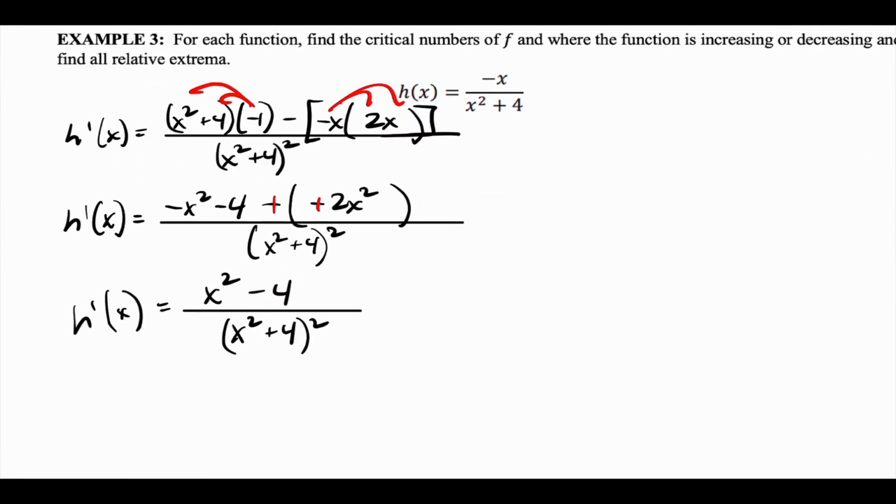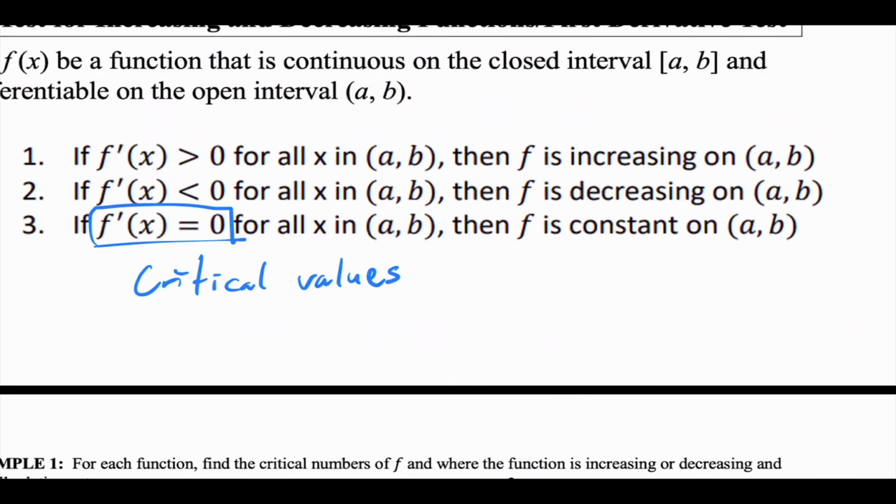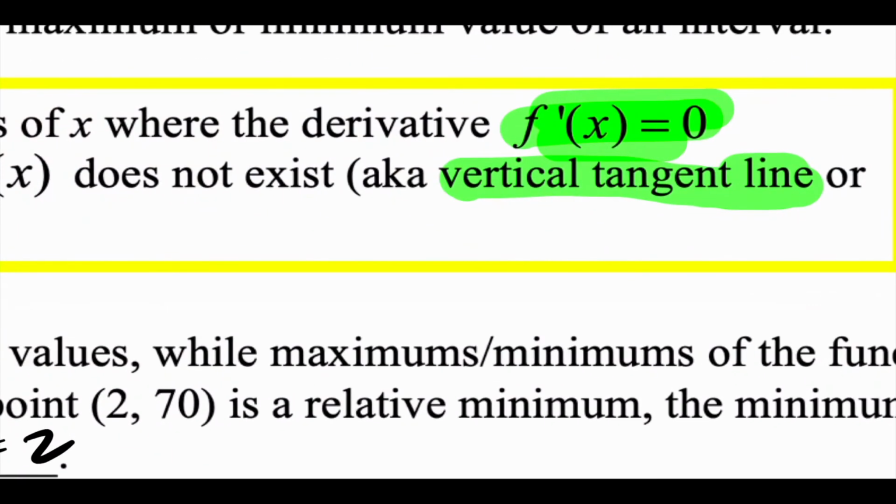Think of a fraction. When does a fraction equal 0? Come up with any fraction that equals 0 in your head. What has to be true about it? Exactly, the top has to be 0. So for this one, the numerator has to be 0. So we got to set that equal to 0.